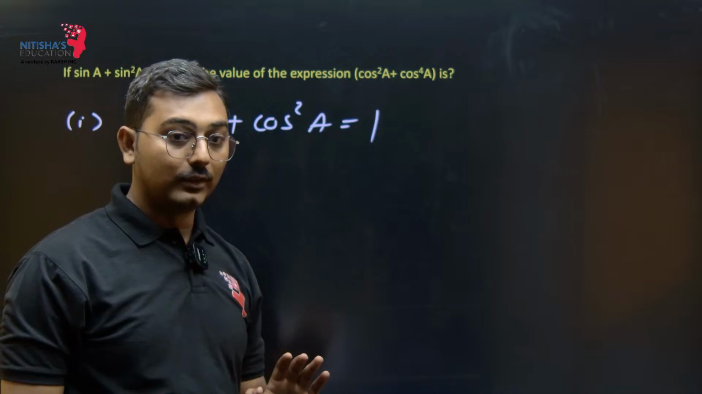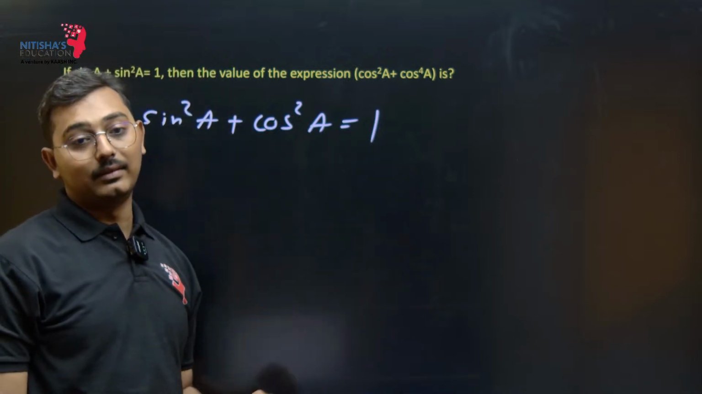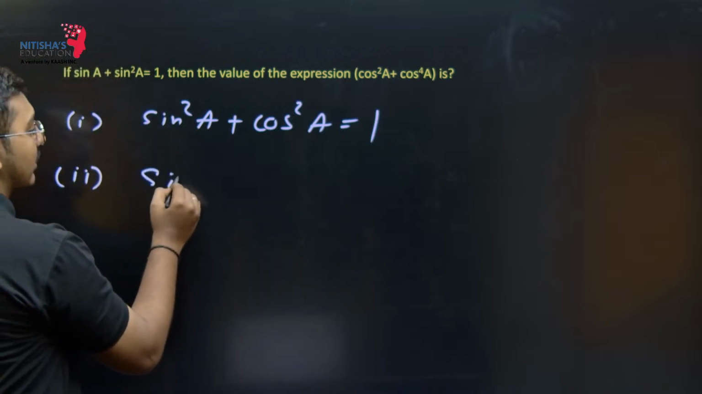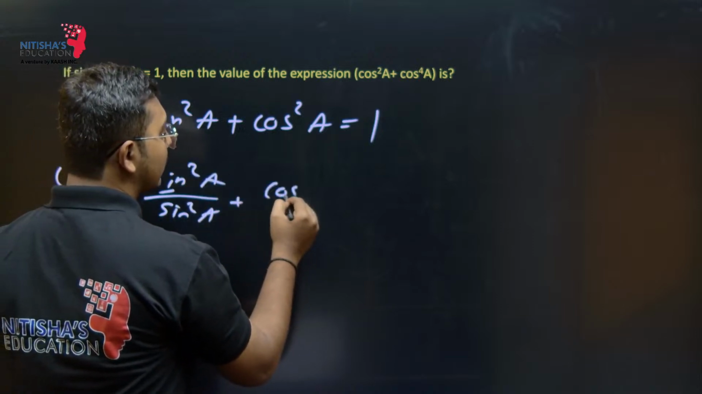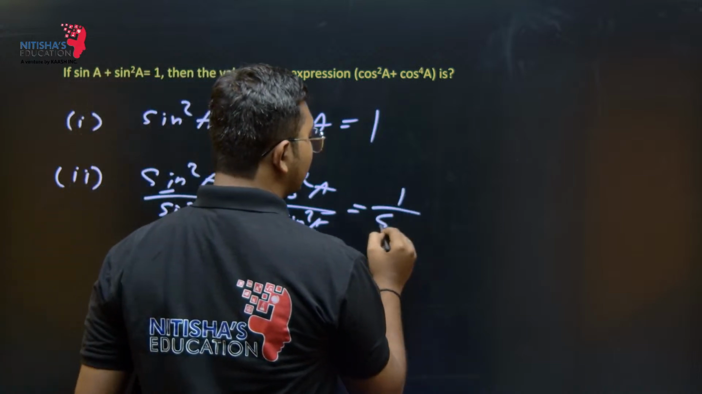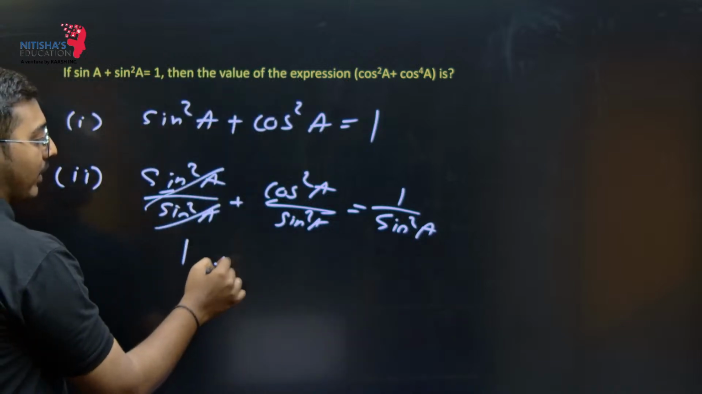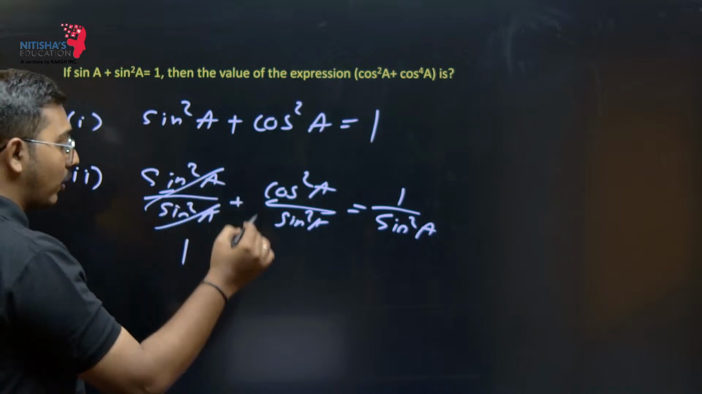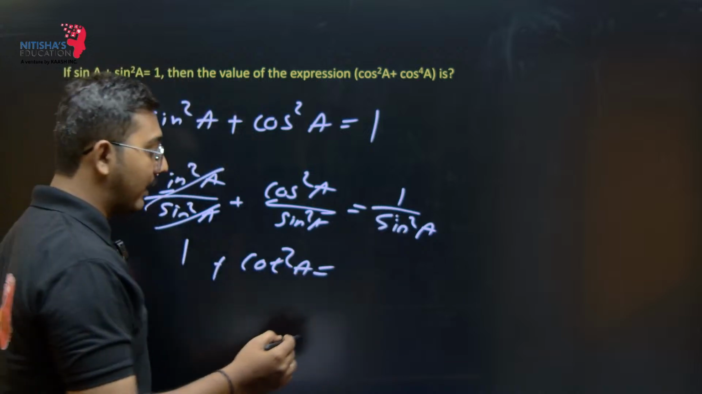Now, if you divide this whole expression by sin square A, what will be provided to us? Sin square A divided by sin square A plus cos square A divided by sin square A is equal to 1 over sin square A. This will be cancelled out and become 1. Cos upon sin is cot, so cot square, and 1 upon sin is cosec, so cosec square.